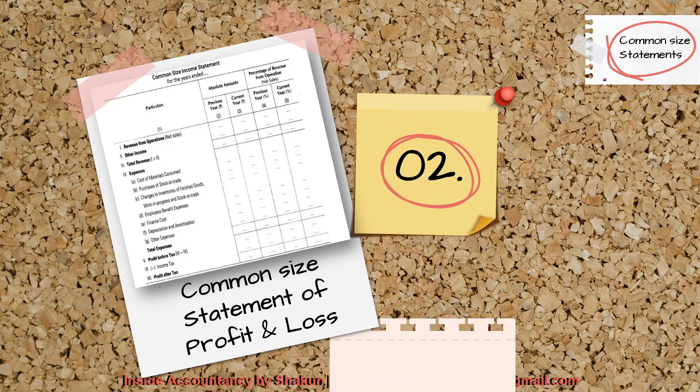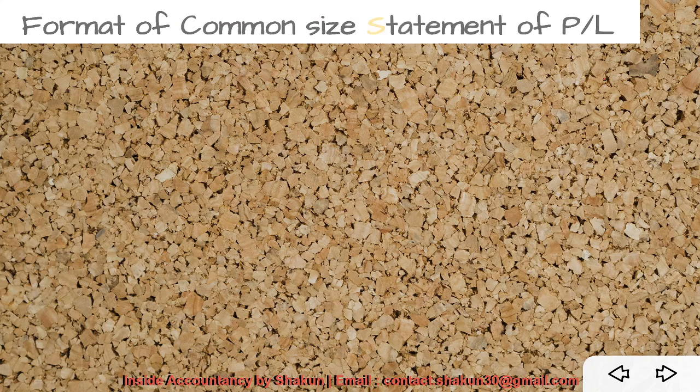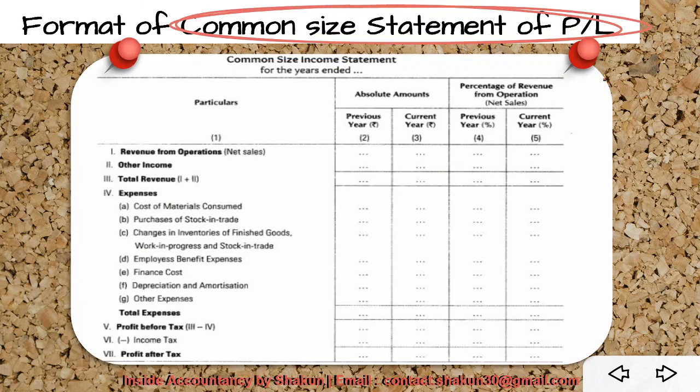Now let's talk about the common size statement of P&L. Again, the format would be the same as we talked about for the common size balance sheet. Similarly, in the format of the common size statement of P&L also, we have the same columns. The only difference is the particulars column. In the particulars column, we have the format of the income statement. Same, we have the absolute amounts which will be given to you in the question for the previous year and for the current year. Then we need to calculate the percentage again. So here the percentage is taken of revenue from operations.